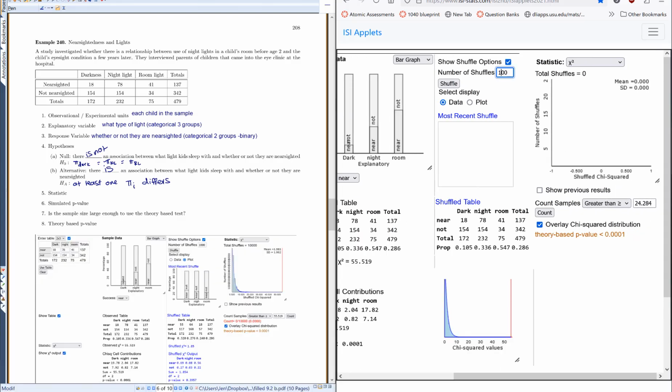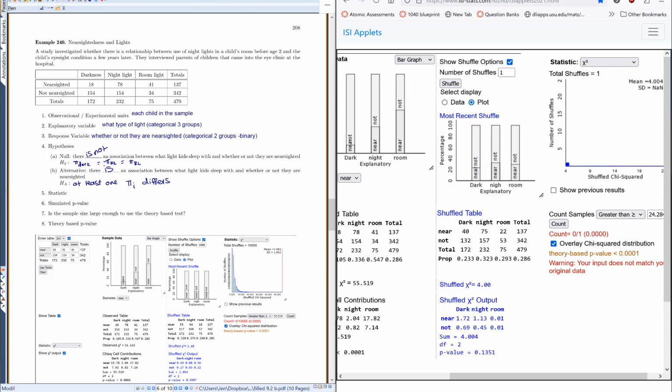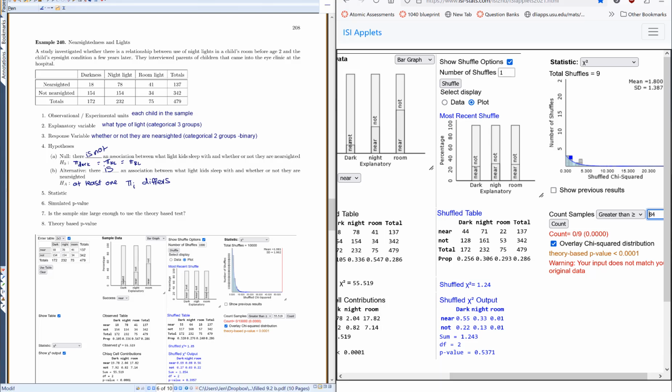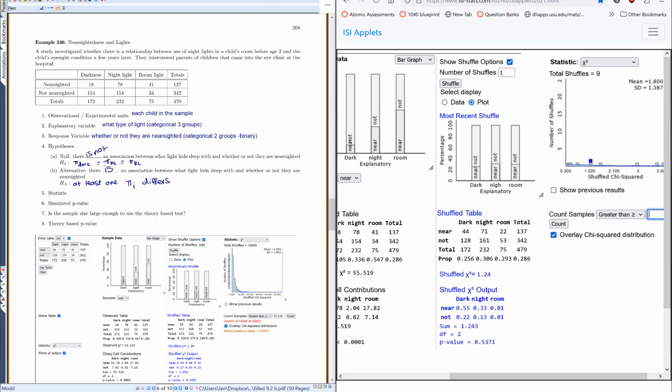I can shuffle once. So I get new data. I like to click the plot. And you're like, oh, those bars are really close to each other because there's no association. All right? And my new shuffle chi-square is 4. And I could just keep shuffling a few times. I'm getting pretty small values, like 5.3 seems to be my biggest here. So much smaller values than what we actually got for our statistic. Let's come back to our notes.